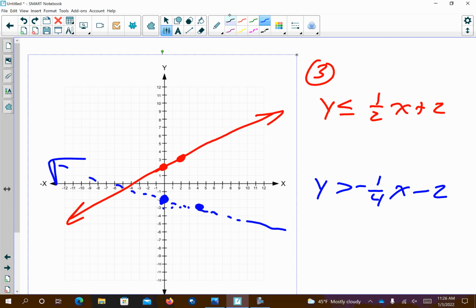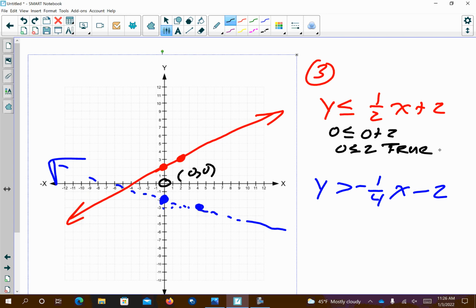Okay, so again, we want to figure out what point is a good test point. Well, that's a good test point. It's under the red and it's above that. So we're going to pick 0, 0 again. And 0, 0 is a really good one unless our line goes right through 0, 0. Plug 0, 0 in. 1/2 times 0 is 0. Is 0 less than or equal to 2? That's true.